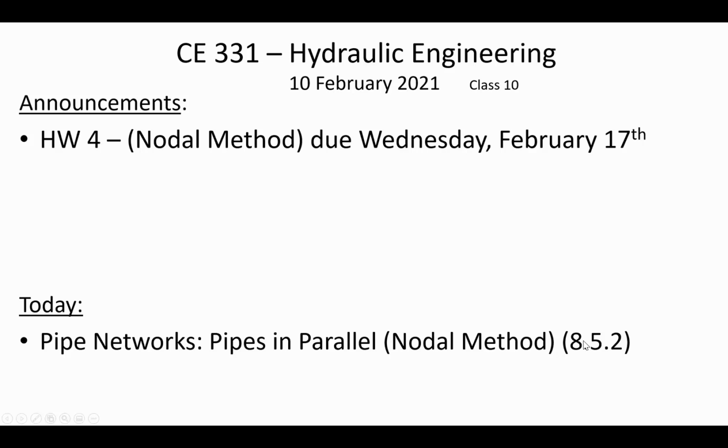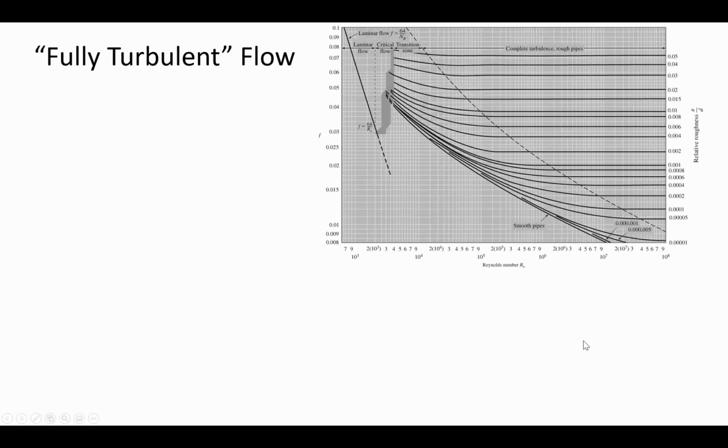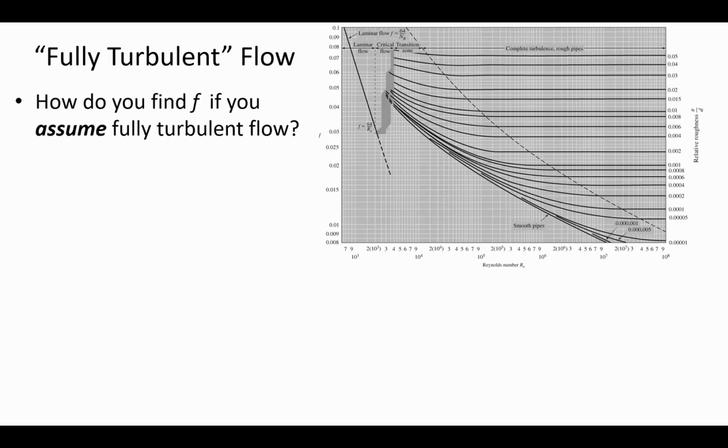So section 8.5.2. All right, so you remember that we've looked at the Moody diagram before, and that the implication of fully turbulent flow is that region of the Moody diagram that's to the right of this dashed line where the f value no longer is changing as the Reynolds number increases further. So that's fully turbulent flow. It means that flow is going so fast that the f value only depends on the relative roughness and not on any further increases of Reynolds number.